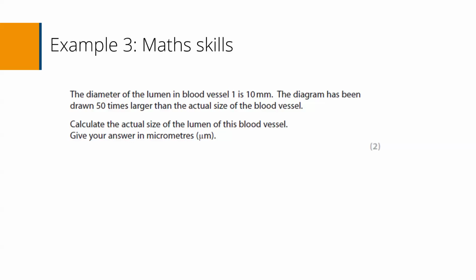Right, here's another maths skill. The diameter of a lumen in a blood vessel is 10 millimetres. The diagram has been drawn 50 times larger than the actual size of a blood vessel. Calculate the actual size of a lumen in this blood vessel. Give your answer in micrometres, µm. Students need to be able to carry out unit conversion, and they need to work out magnification as well. This is a common sort of mathematics question that they might get in their exam.